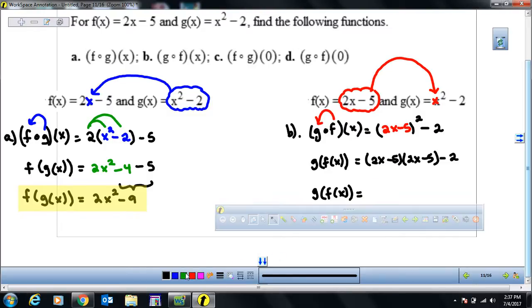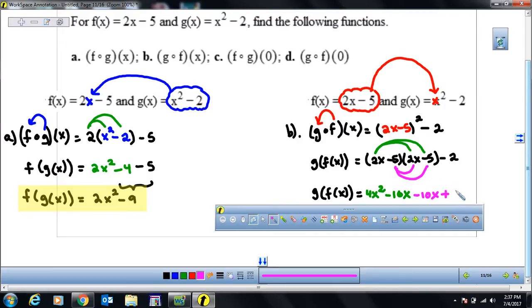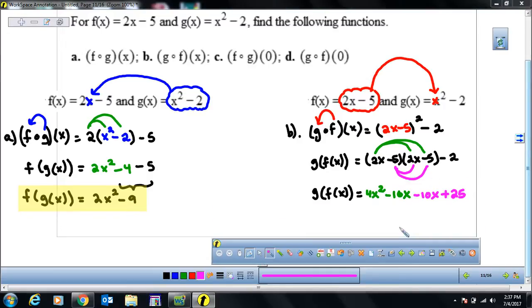So now let's go ahead and distribute this. So we're going to get 2x times 2x. That's going to give us 4x squared. Isn't that the same thing as squaring the 2x? That is the same thing, right? Then we're going to multiply 2x times negative 5, that's negative 10x. Then we're going to multiply negative 5 times 2x, which is negative 10x. And then we're going to multiply negative 5 times negative 5, which is positive 25.